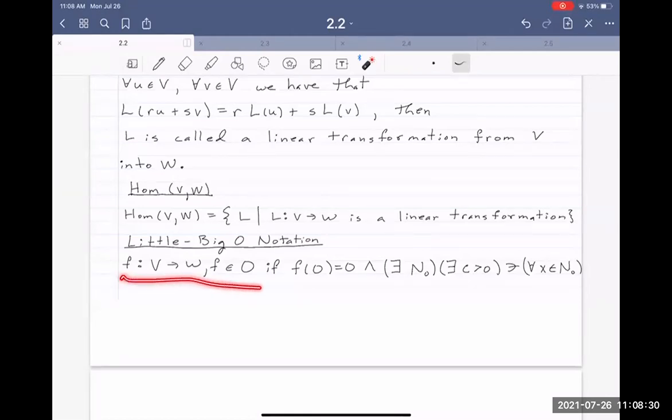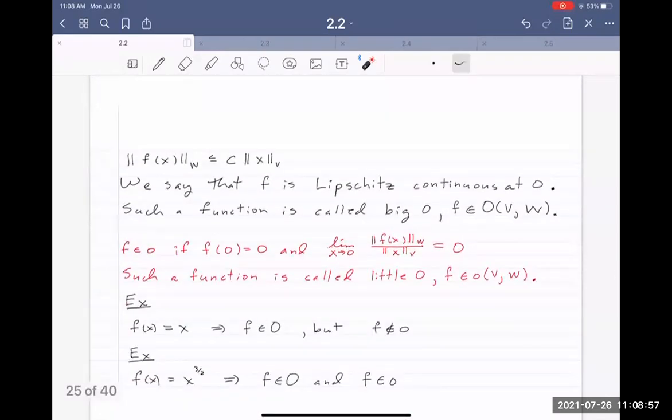That F map V into W. Then F is big O if F evaluated at 0 is 0, and if there exists a neighborhood of 0 and some constant C greater than 0, such that for all X in the neighborhood of 0, the length of f of x, the norm of f of x, is less than or equal to C times the norm of x.